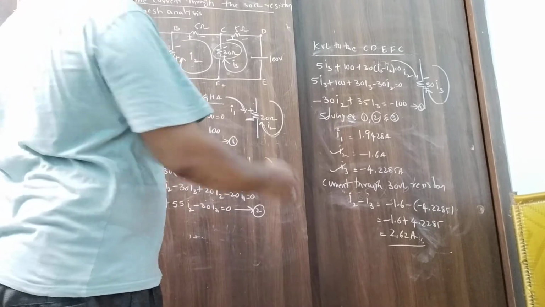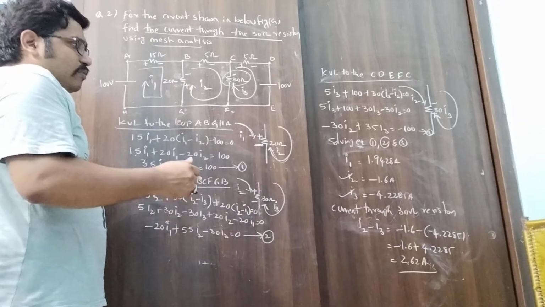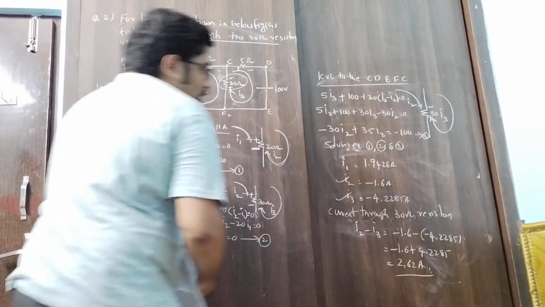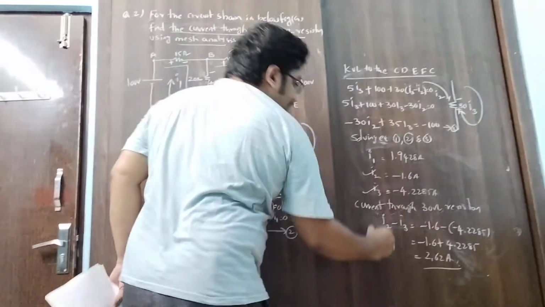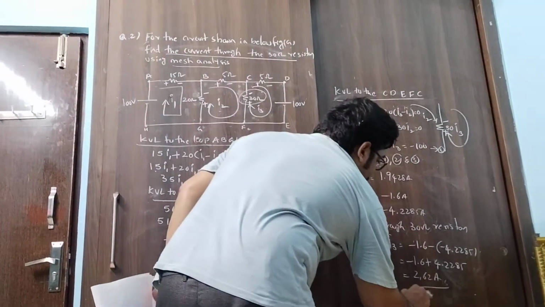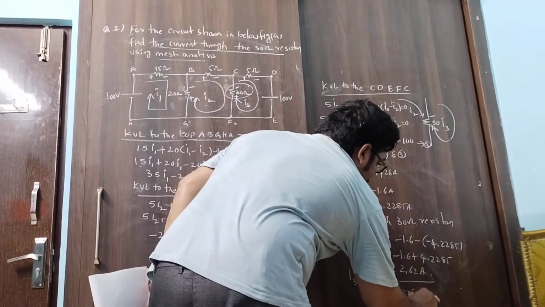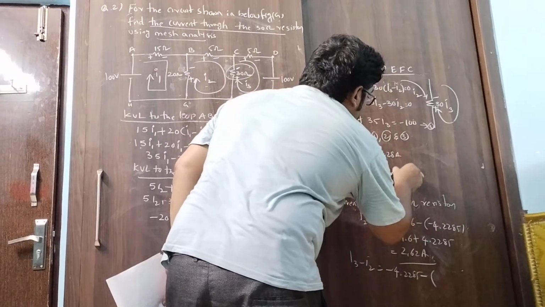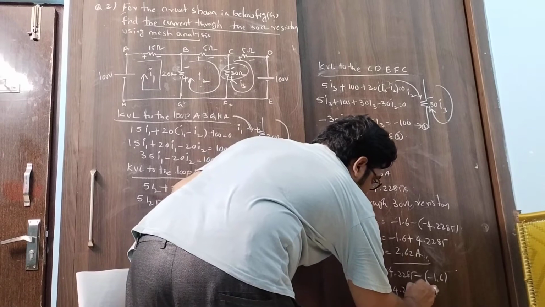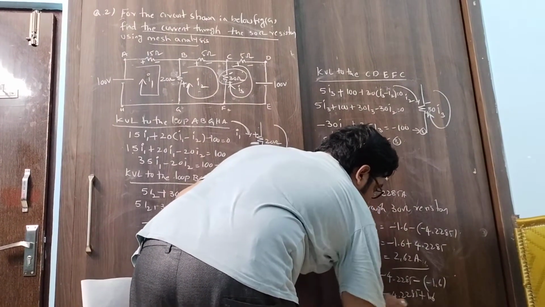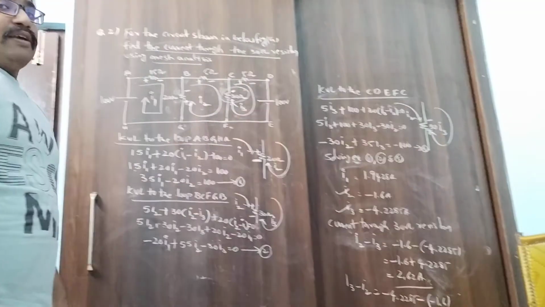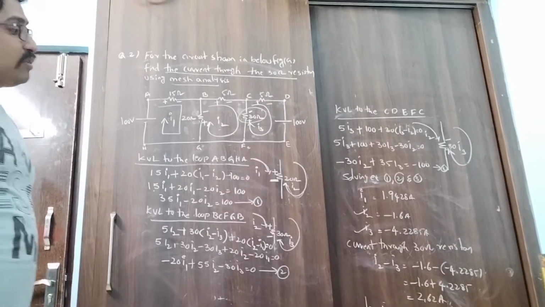2.62 amperes. Sir, why can't we take I3 minus I2? If you take I3 minus I2, what are you going to get now? What is I3? Minus 4.2285. Minus, what is the value of I2? Minus of 1.6. So minus 4.2285 plus 1.6, you are going to get minus 2.62 amperes. Like this you need to solve this problem.